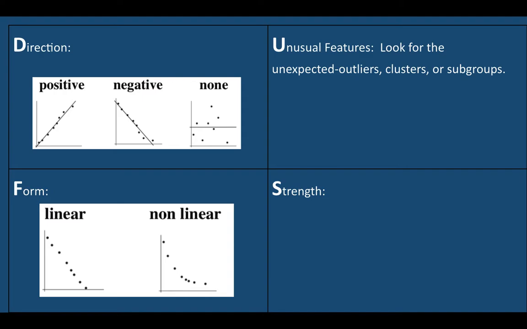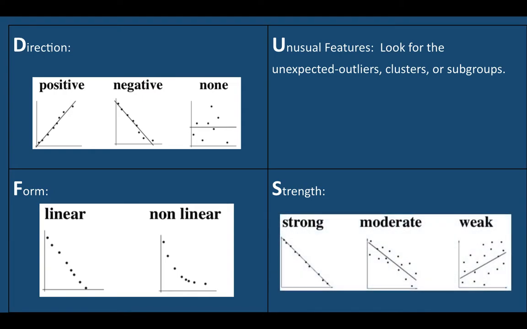Next, you talk about the form. The words you use are either linear, or if you're seeing a curve, it would be nonlinear. Now, rarely are things exactly linear, so you use some descriptive words like fairly linear or moderately linear to help describe it. Then we talk about how strong that association is. The closer the points are together, the stronger it is. As they spread out, we would use a word like moderate or weak.